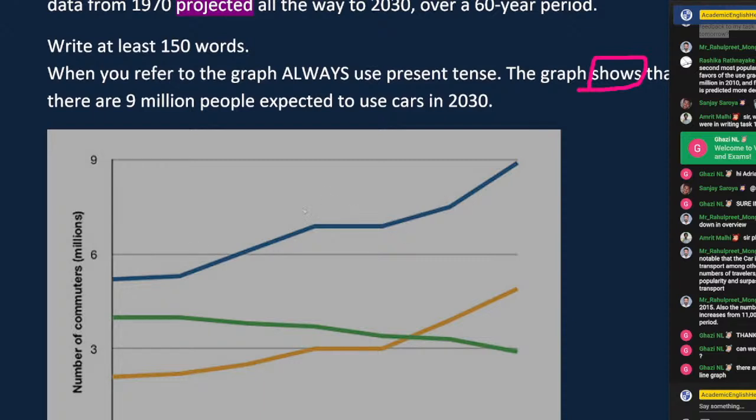So I used the present perfect because it shows the past continuing to the present and expected to continue into the future. Okay. All right.